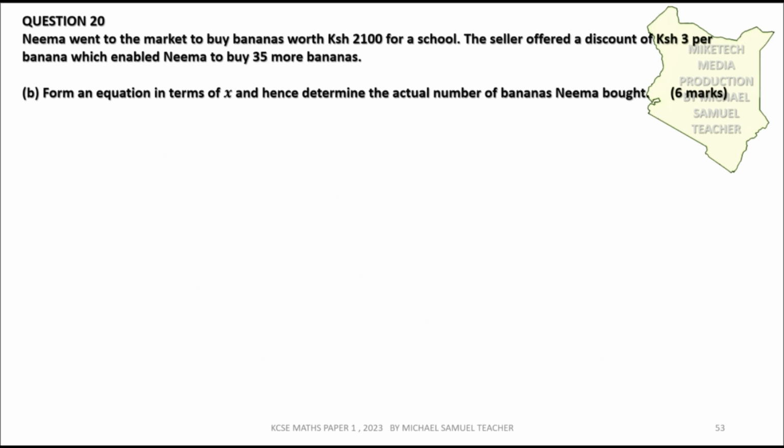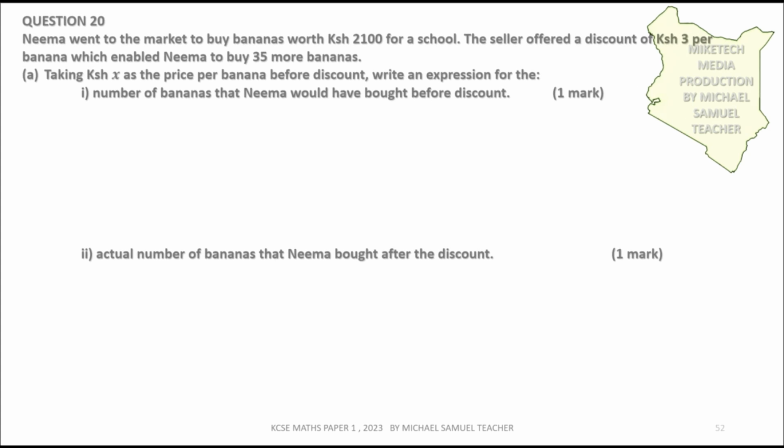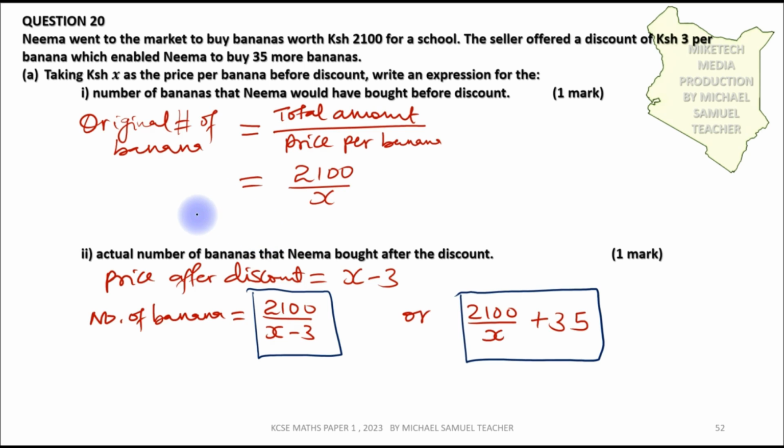So part B of the question is: form an equation in terms of x and hence determine the actual number of bananas Nema bought. So we need to remember what we have done in part A, Roman 1 and 2. The original number of bananas is 2100 over x, and the actual number of bananas after discount is this amount, and this is what we are going to use in our second calculation.